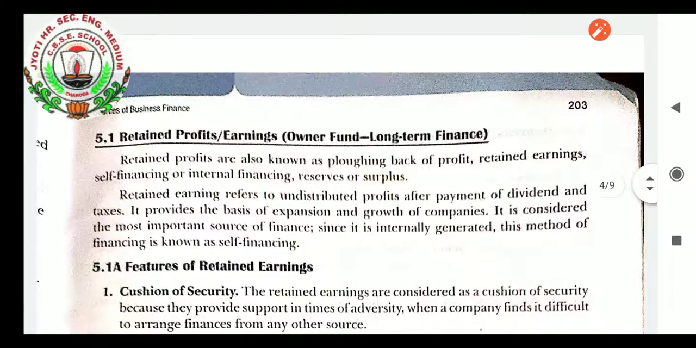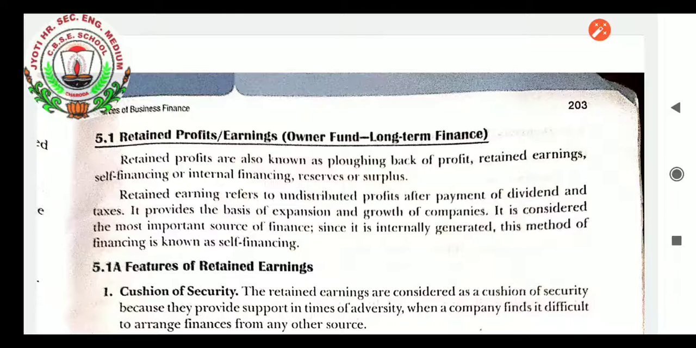When we see retained earnings: profit, owners' fund, long-term finance. Let us see one by one what these things are. Retained earning or profit is an owner's fund first of all. What is retained profit? The accumulated source of profit which the company has gained during the surplus period.